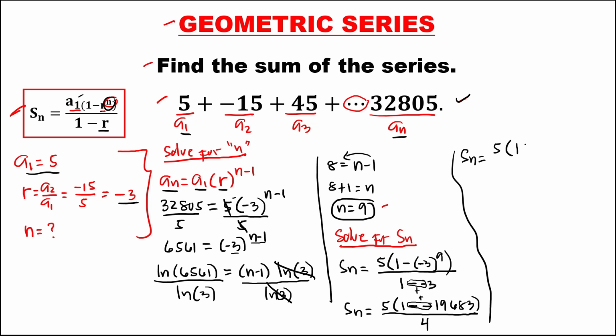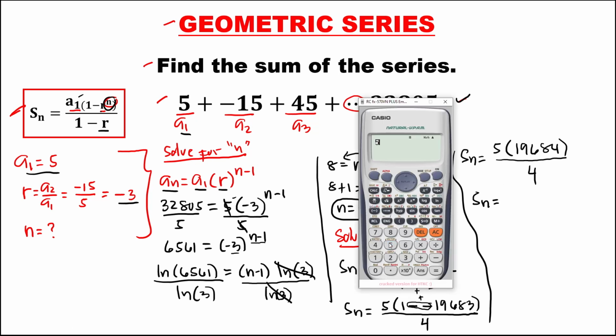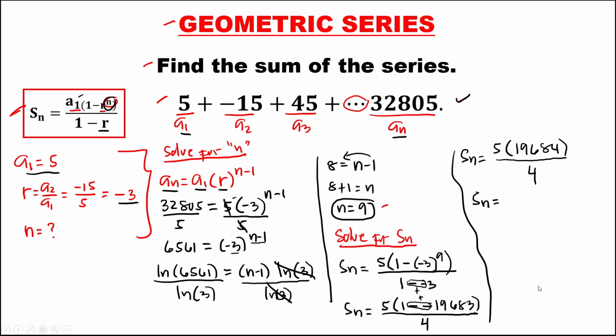Then this becomes the sum of the numbers equals 5, then times. So again, this double negative becomes positive. So this becomes 19,684 because we have this plus 1, then over 4. So to find out the sum of the numbers, we have 5 times this 19,684 divided by 4. So this is 24,605. So the sum of the numbers is 24,605.